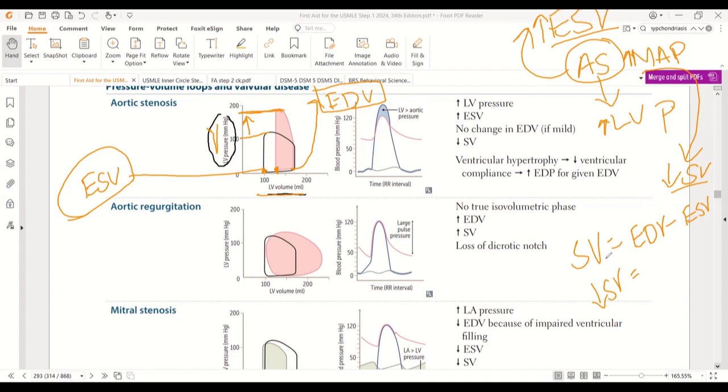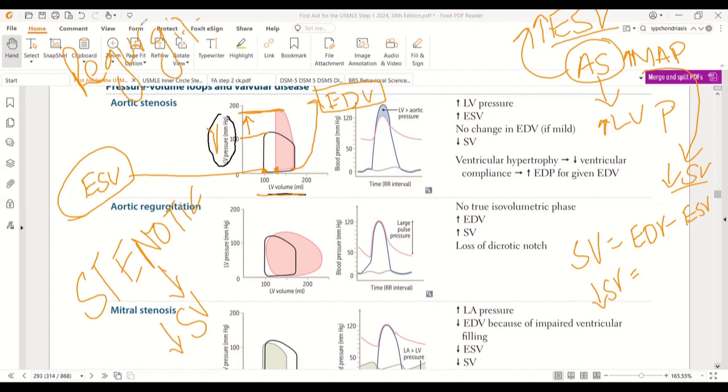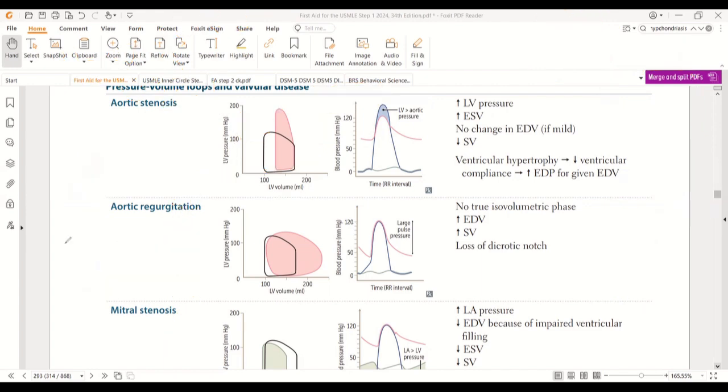One more thing, a general principle. Stenotic lesions lead to decreased stroke volume, right? And regurgitant lesions lead to increased stroke volume. This is a general principle, and there may be exceptions as well. Does this make some sense to you?